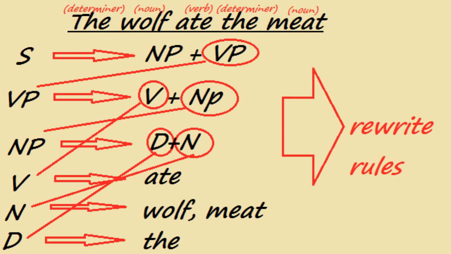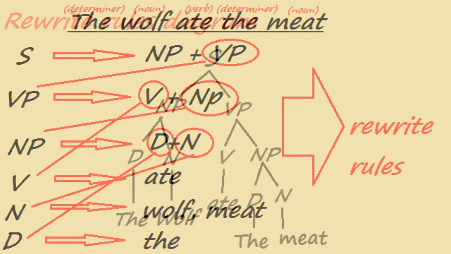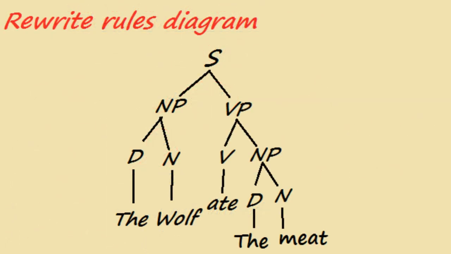And then you can also label it in the tree diagram, and it will go like this. We have the sentence, two arrows, NP and VP, same thing. NP, we have determiner and a noun, the wolf. The VP has the verb, that is ate. It has also the NP. We open the NP, we have the determiner and the noun, that is the meat. As easy as it is. I hope this is understandable for now.